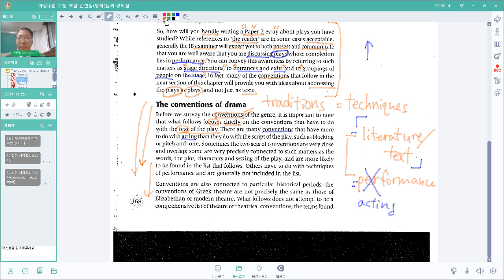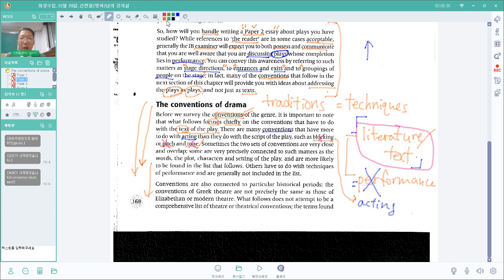Skills like blocking and pitch and tone are all related to the acting or performance technique. And these are not our interest. We're not interested in these techniques. We're more focused on technique related to literature or text.